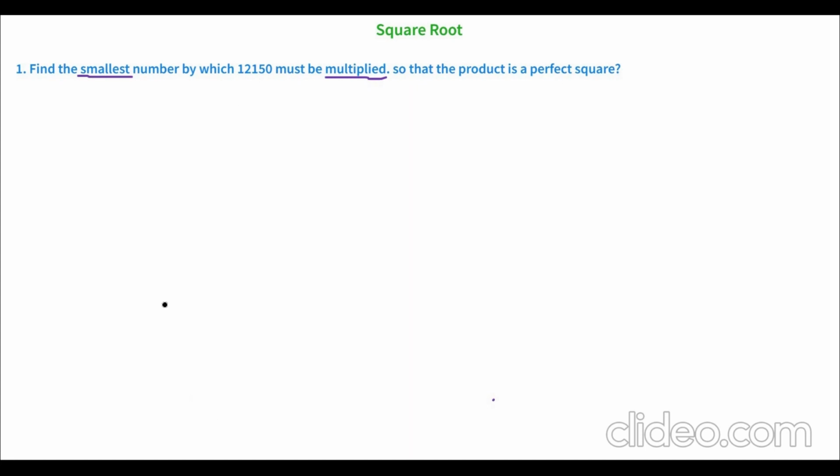We will use the prime factorization method for this type of question. The number which is given is 12150. I'm going to divide this by 2. We'll always take the smallest prime, which is 2. This is an even number, so it is divisible by 2. So this will have 6.